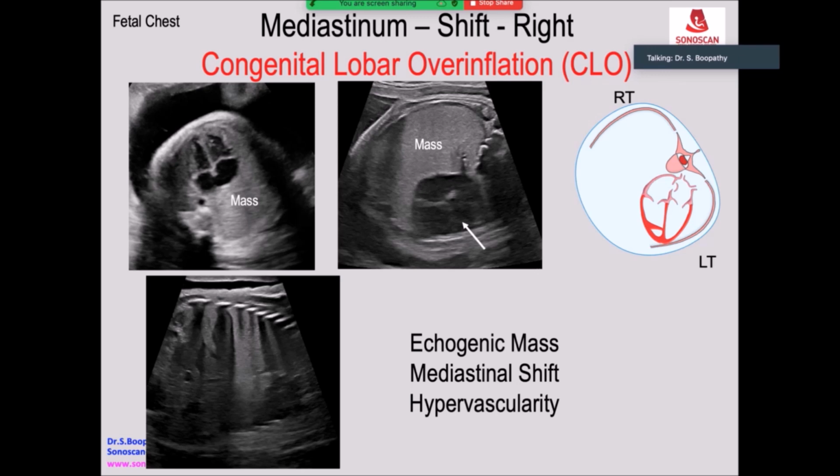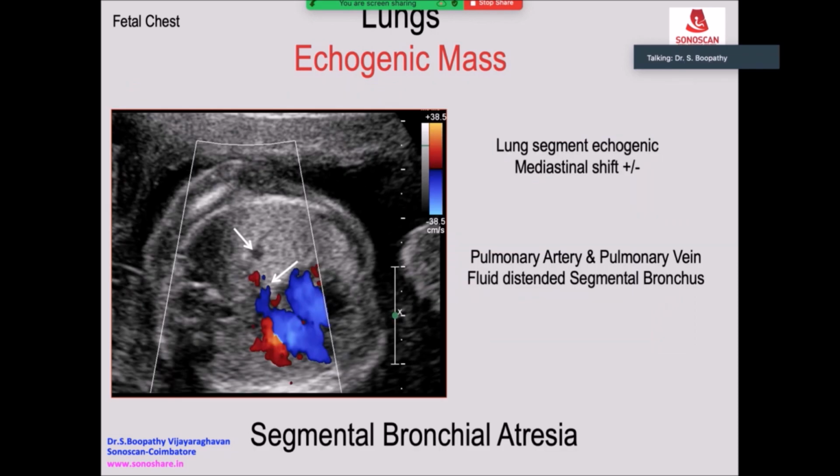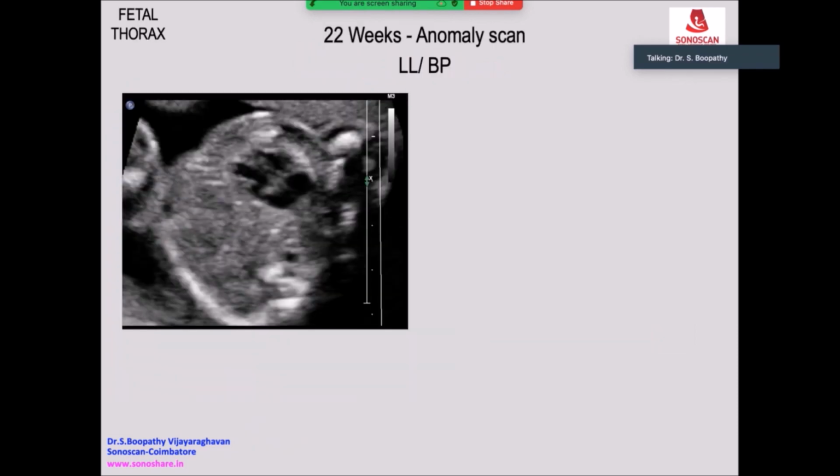So this is a very typical appearance of congenital lobar overinflation. Bronchial, segmental bronchial atresia. This is again a very rare condition.